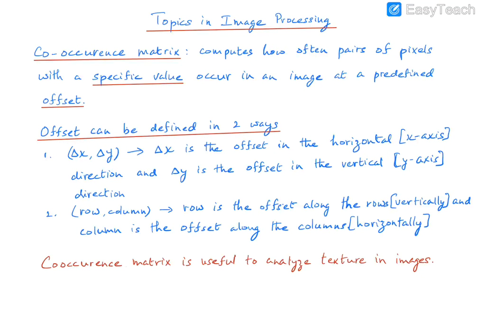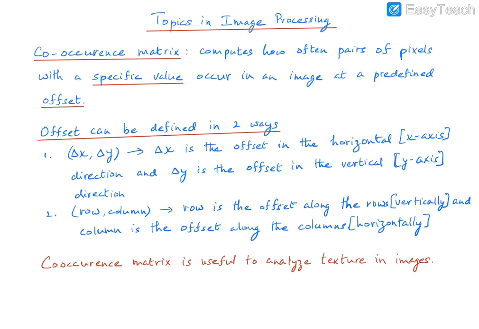In this series of videos, we will be covering some topics related to image and video processing, particularly image processing, and we will do some topics related to video processing as well as we go along. The first topic that we will discuss in today's video is what is called the co-occurrence matrix.